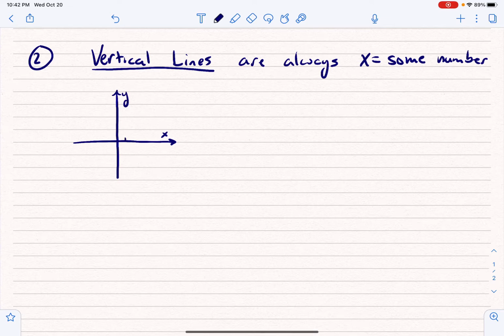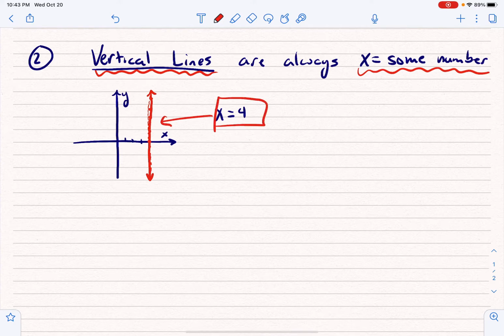But again, if you picked some x value like x equals 4 and wanted to plot a point, it would be right here. If I went up on the y value, it would be here, or here, or here, or maybe down here. All of these are where x is 4. If I draw enough of those, I will get a vertical line. So a vertical line is always x equals some number, like in this case, x equals 4.